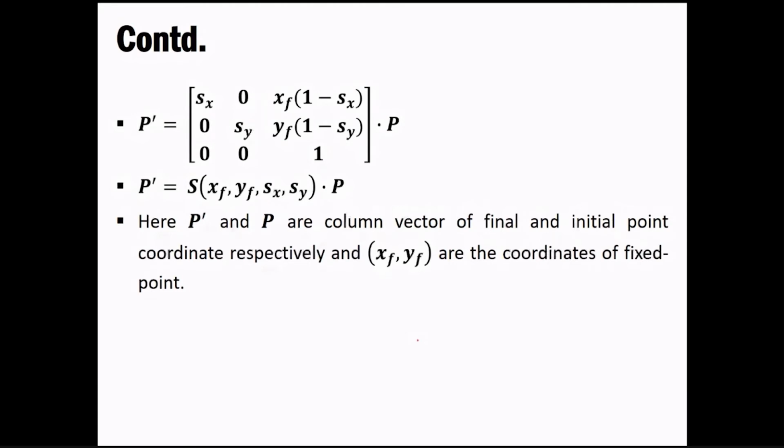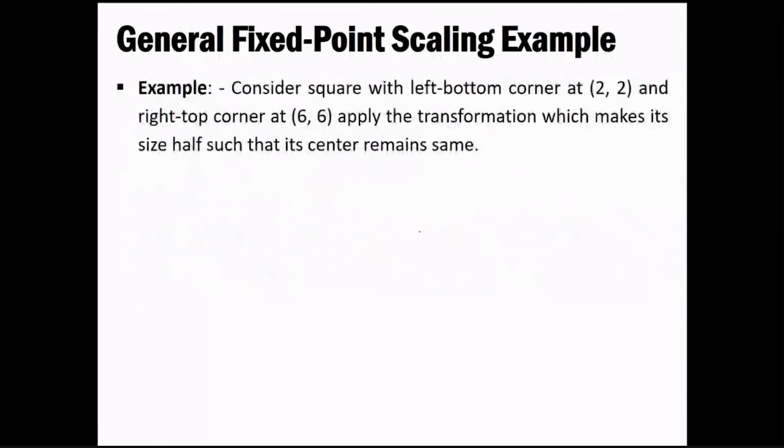Okay, similarly these are the coordinates of the fixed point, as I say. Okay, and then here is one example. So now what it says is: consider a square with left bottom corner at (2, 2), again the same example we are taking, and right top corner at (6, 6). Apply the transformations which make its size half.